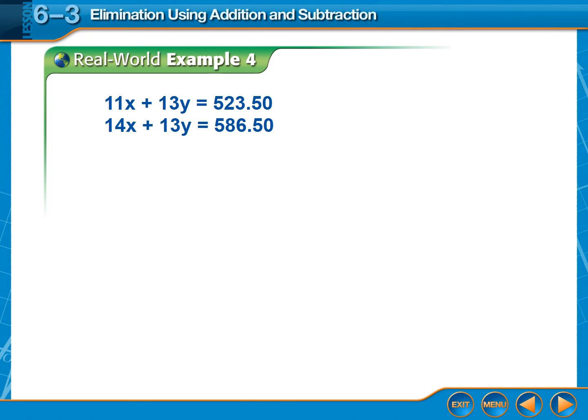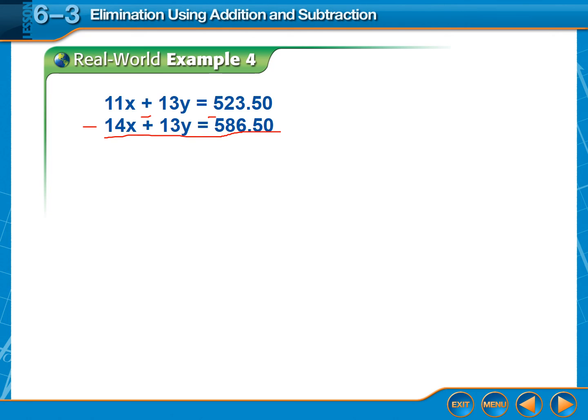All right, so I start with my two equations, 11x plus 13y equals $523.50. 14x plus 13y equals $586.50. Again, I'm going to use subtraction to eliminate these y values here. And so when I subtract, again, that changes all of my signs to the opposite. So I'm subtracting each of those terms here.